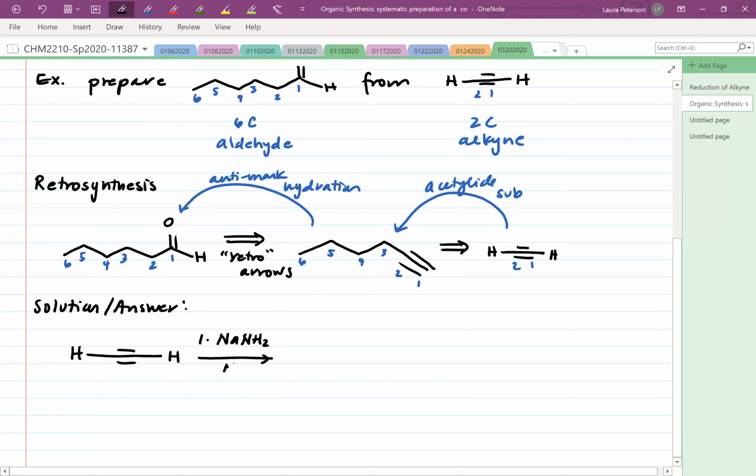So I need NaNH2 and ammonia. That generates the acetylide anion, and then we can add our carbons. Okay, so in this case, we'll add carbons 3, 4, 5, and 6. That gets us to that intermediate that we had seen in our retrosynthesis.